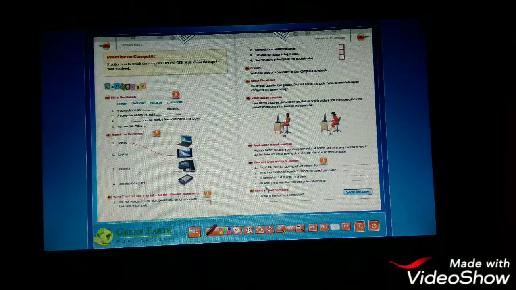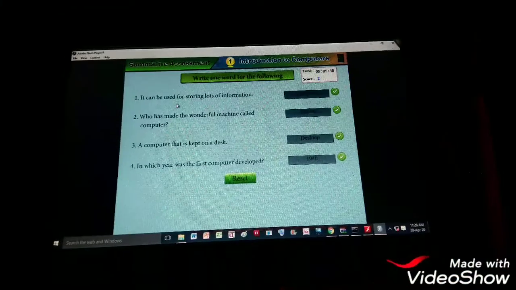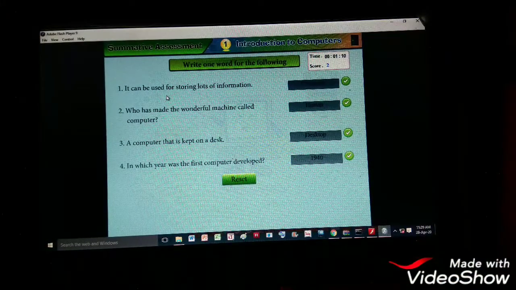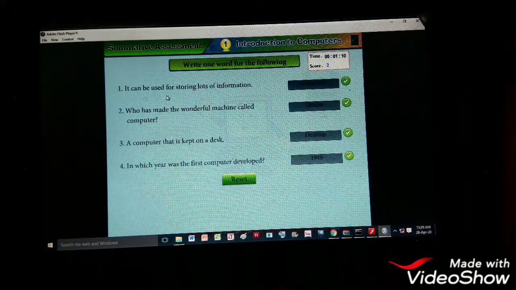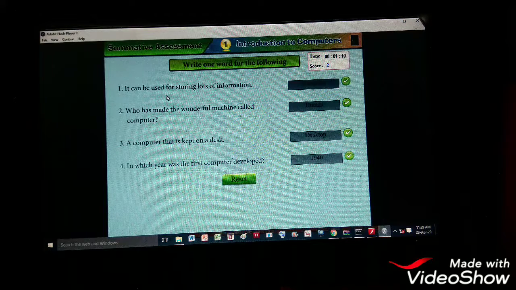We'll start with give one word for the following. So let's start. Our first question is: it can be used for storing lots of information. The answer will be computer. What will be the spelling of computer? C-O-M-P-U-T-E-R, computer.